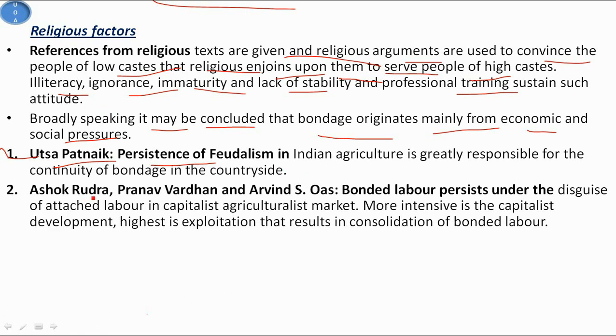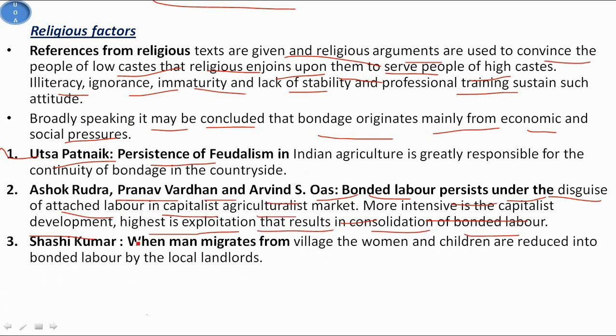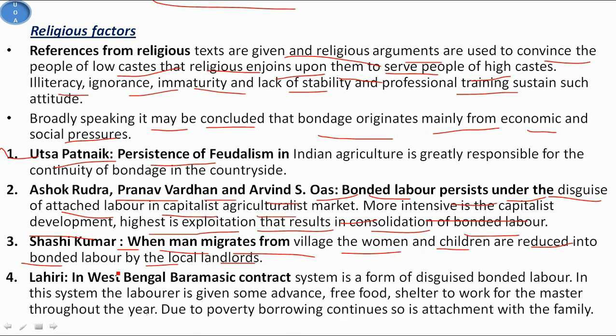Then Ashok Rudra, Pranab Bardhan and Arvind Das say that bonded labor persists under the disguise of attached labor in the capitalist agricultural market. The more intensive the capitalist development, the higher the exploitation, which results in consolidation of bonded labor. Then Shashi Kumar said when men migrate from the village, the women and children are reduced to bonded labor by the local landlords. Then Lahiri says that in West Bengal, the Baramase contract system is a form of disguised bonded labor.